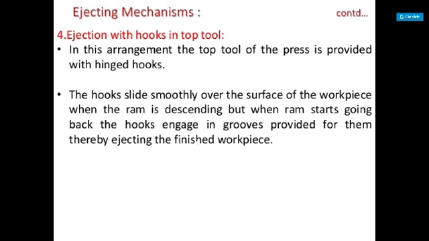Ejection with hooks in top tool. In this arrangement, the top tool of the press is provided with hinged hooks. The hooks slide smoothly over the surface of the workpiece when the ram is descending, but when the ram starts going back, the hooks engage in grooves provided for them, thereby ejecting the finished workpiece.